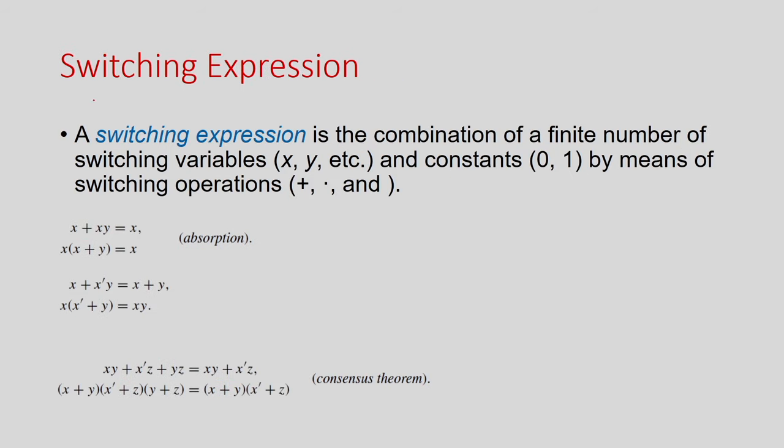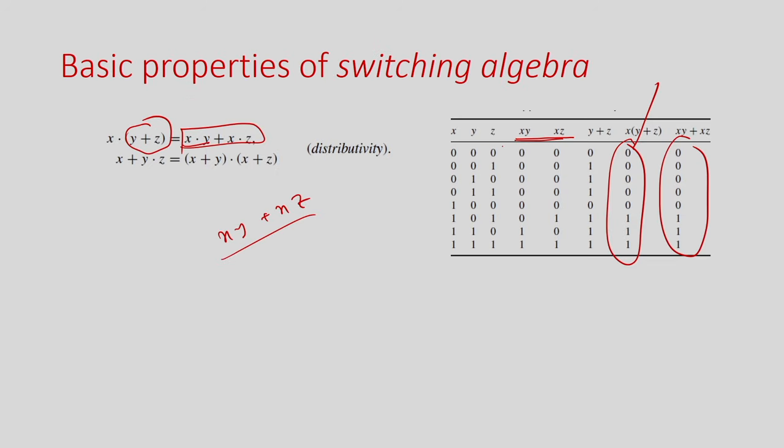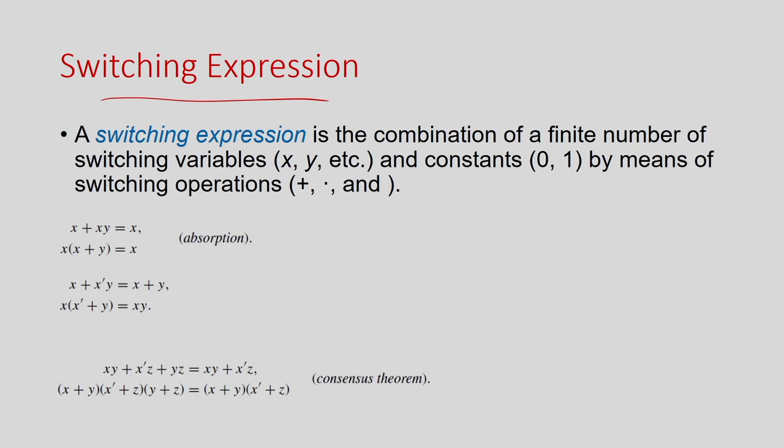Now, this switching expression, as I mentioned earlier also, is whenever you have an expression represented with switching variables and using these three operators AND, OR and NOT. And for simplification, apart from the rules that we have understood so far, we need a few more rules that can be applied to simplify it. So, some of the rules are here.